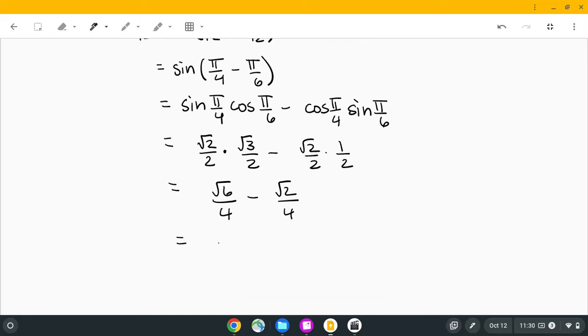All right, so we get square root 6 minus square root 2 all over 4. Okay.